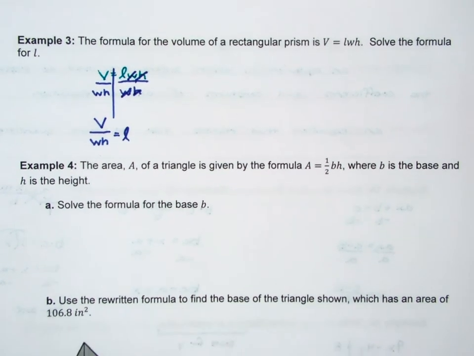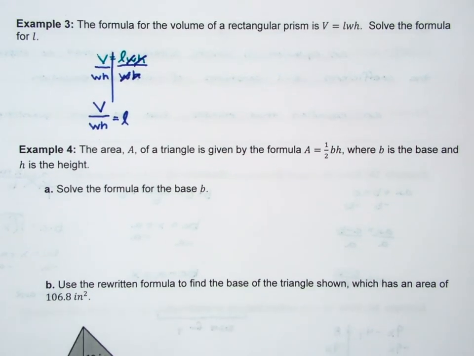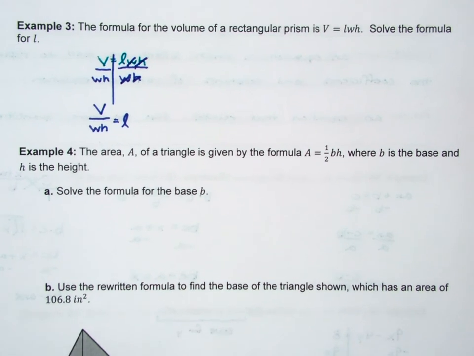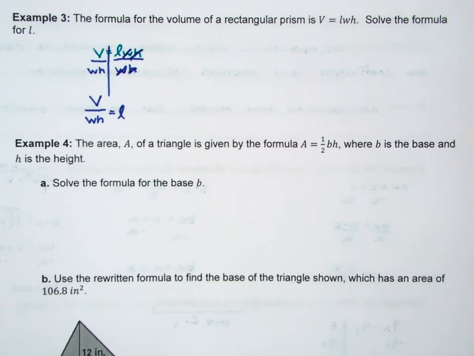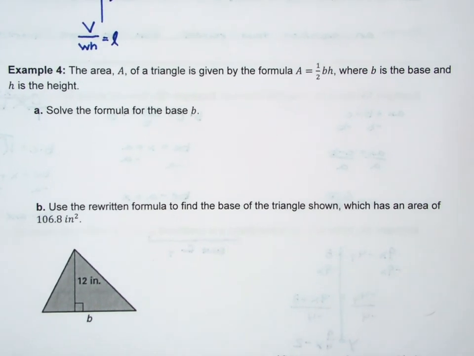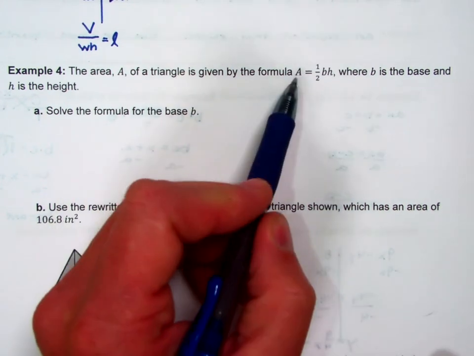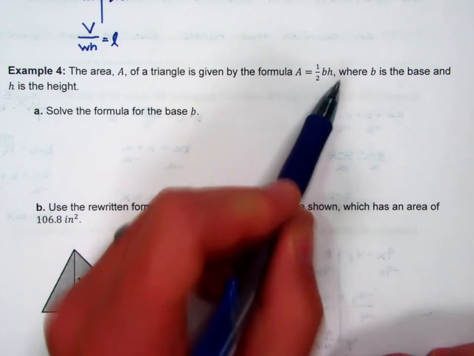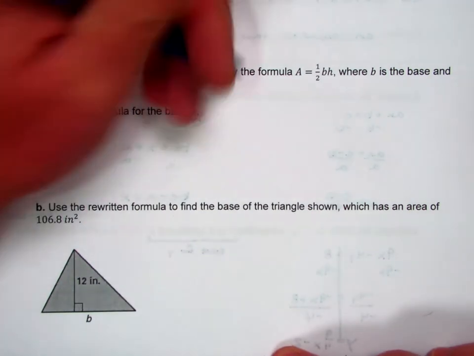All right, now number 4 is a little different because number 4 has a fraction in it. And so I'm going to talk about how I deal with fractions here and hopefully give you a good understanding of what we're asking you to be able to do. So in example number 4, the area, which we call A, of a triangle is given by the formula A equals 1/2 B times H, where B is the base and H is the height. So the first thing it asks for us here is to solve the formula for the base. Right now, it is solved for A. We would like to solve this for B.